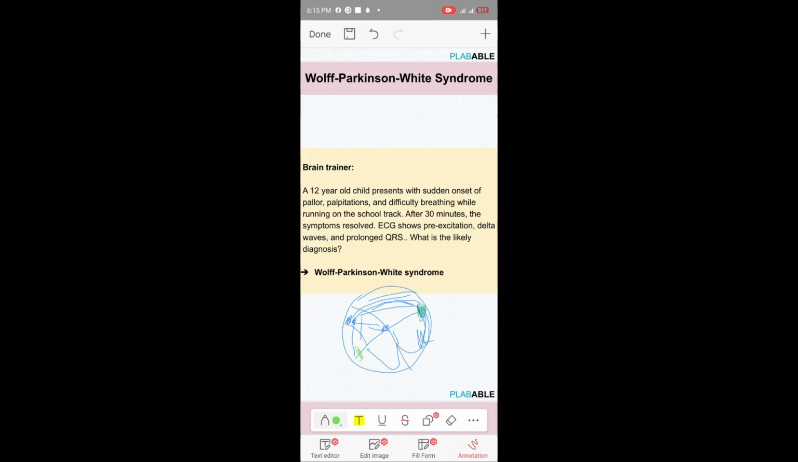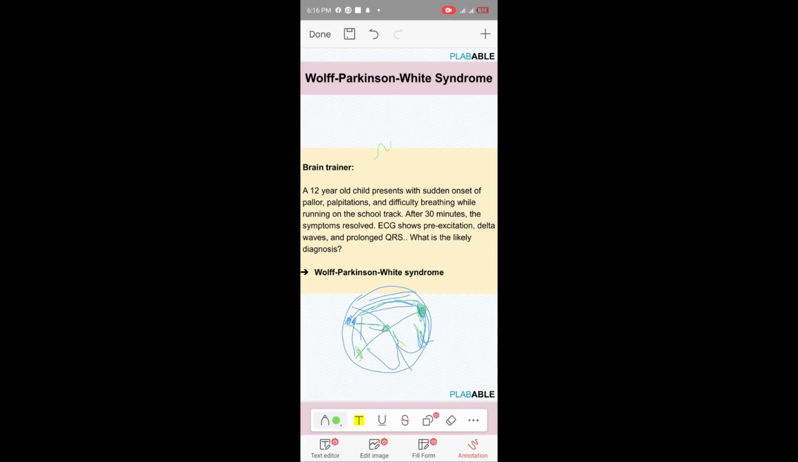In these patients, there's a short PR interval because the current should go through the AV node. You know that the AV node holds the current for a moment in order for the atria to contract first and then the ventricles. But here it has not waited. It has gone through this accessory pathway, so there will be a short PR interval.